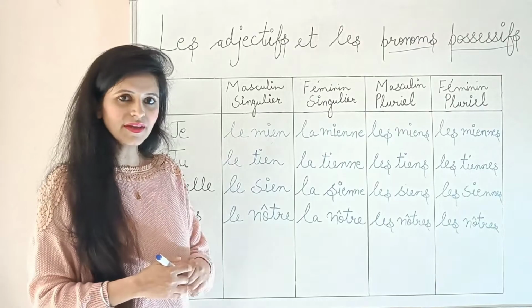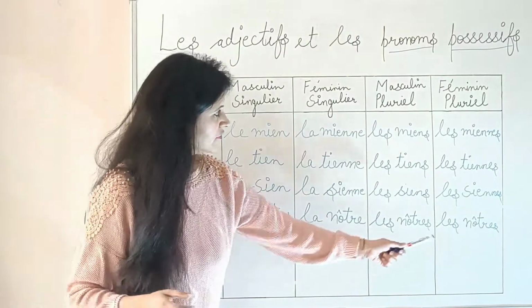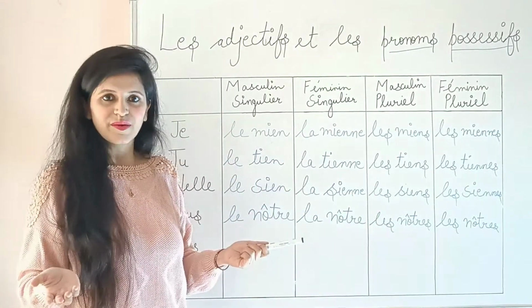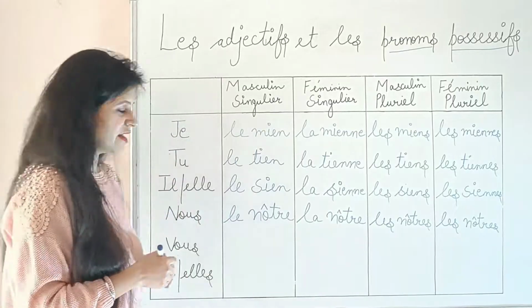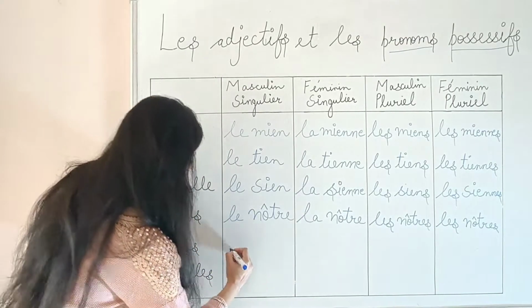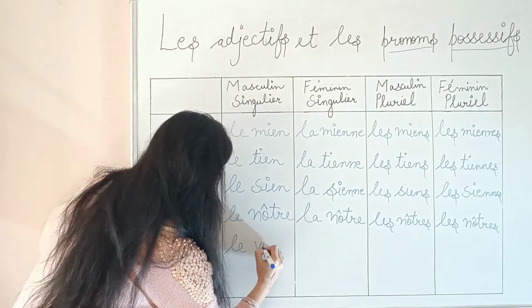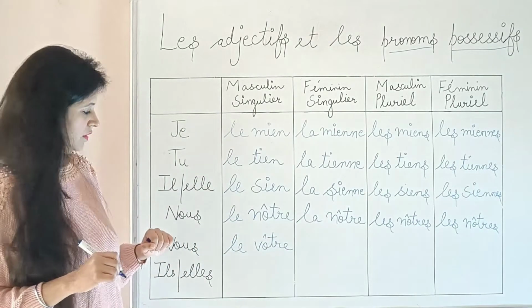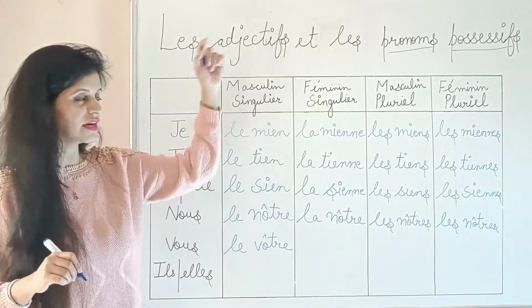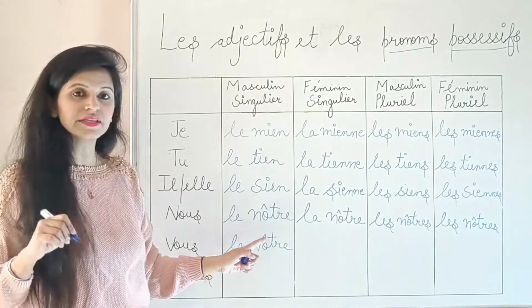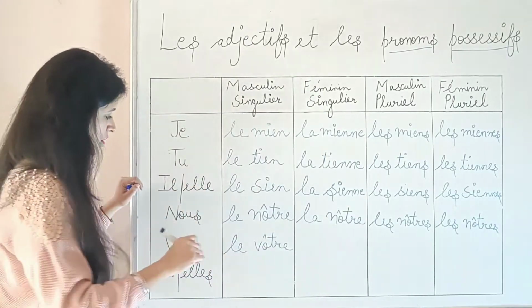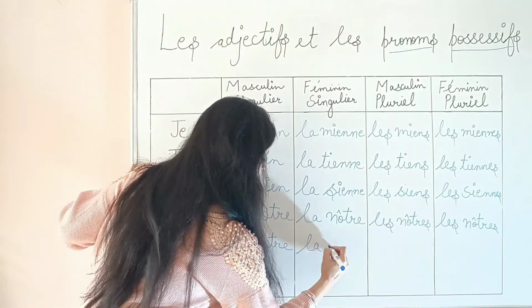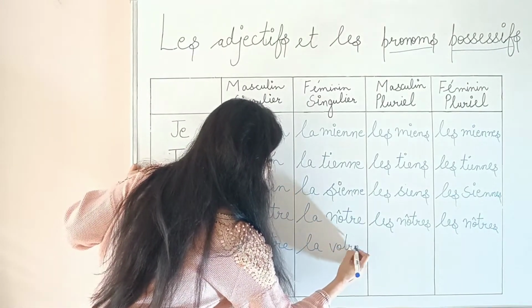So did you notice something? The masculin pluriel and the féminin pluriel are the same. Okay, it is the same. So let's continue with vous. Le vôtre. In the same way, vôtre was also there in the adjective possessive, but here it is with an accent. Okay, let's continue.